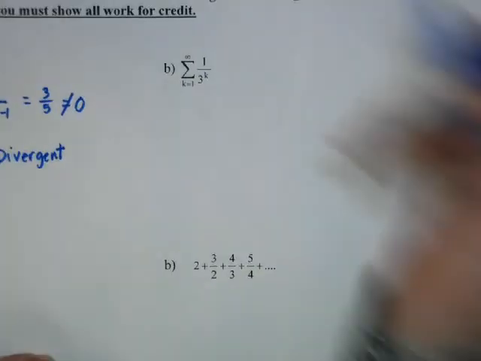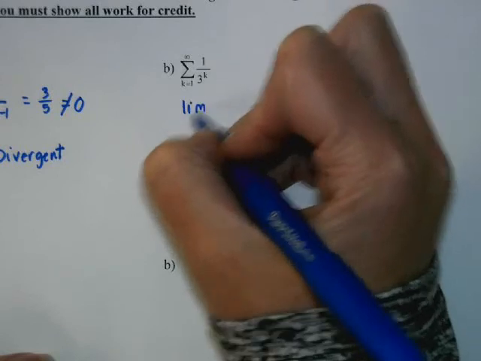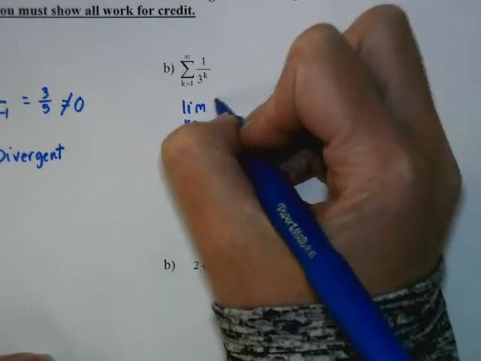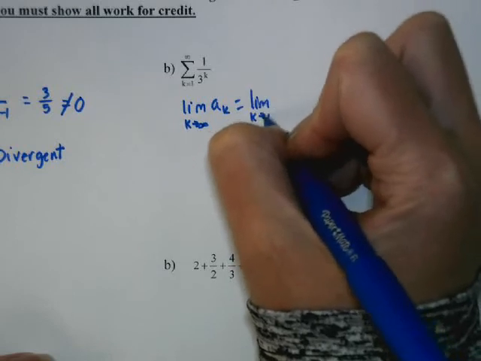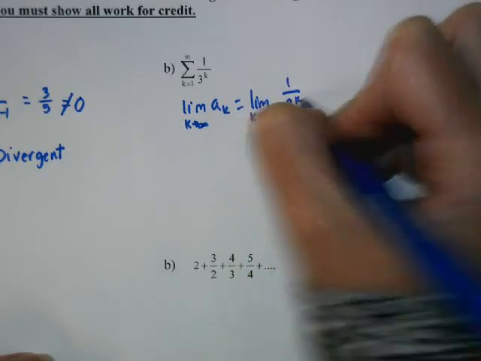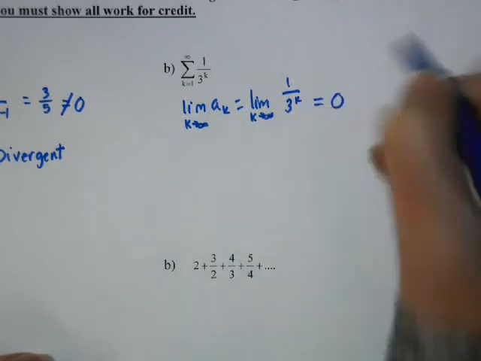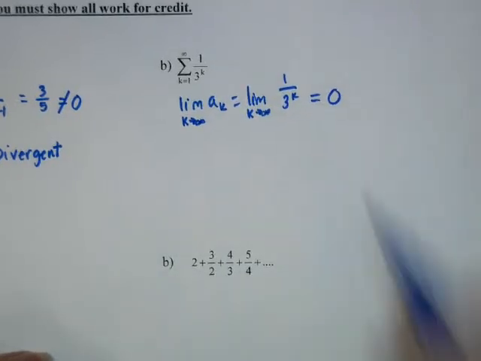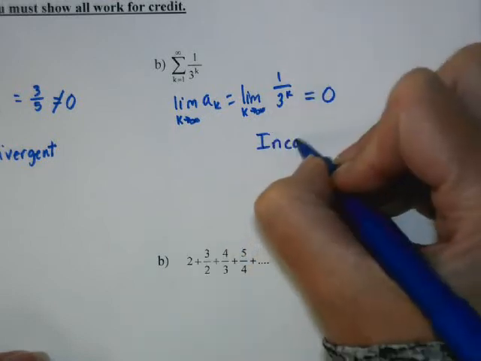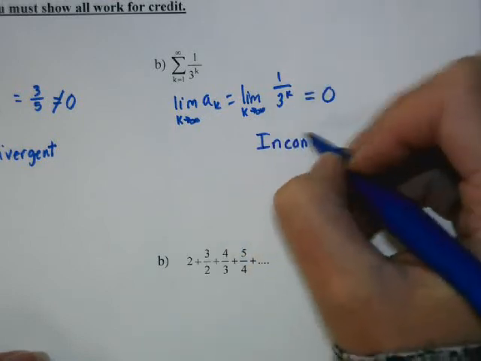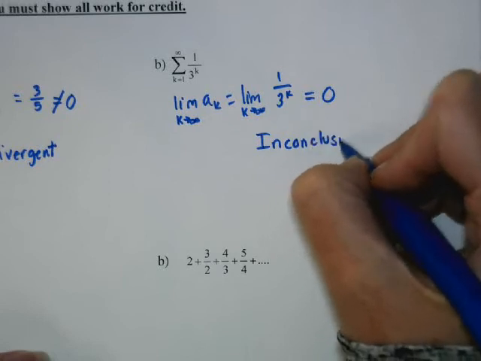Here, if I do the limit as k goes to infinity of a_k, that's going to be the limit as k goes to infinity of 1 over 3 to the k. That denominator is going to grow way faster, so it's going to go to 0, which means it could converge, but we don't have enough information. So it is inconclusive if we get 0.